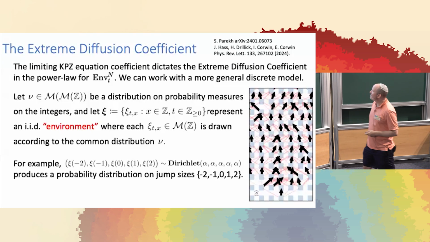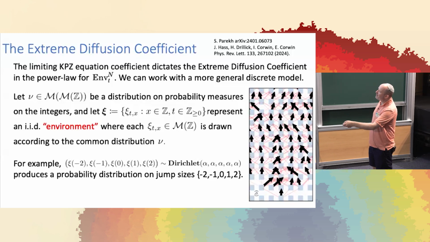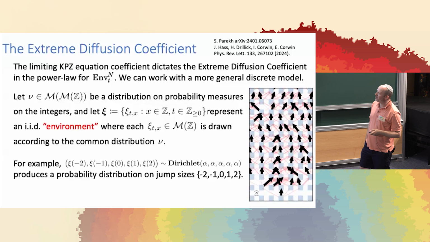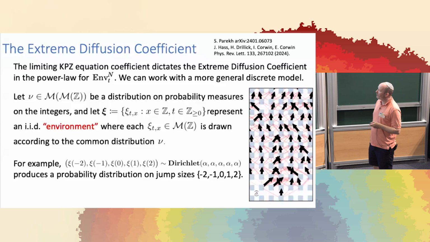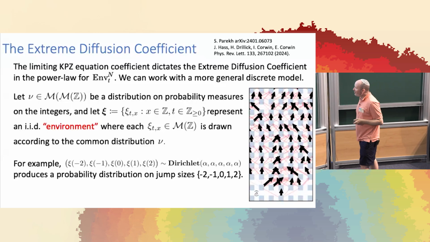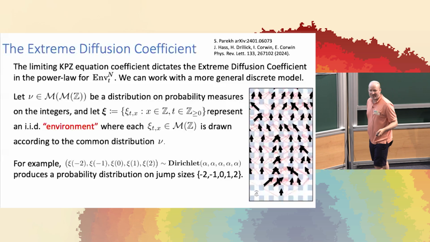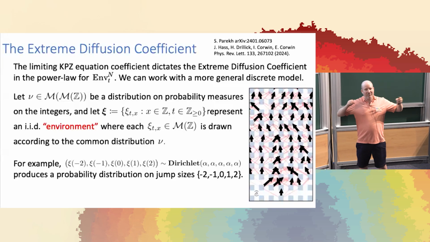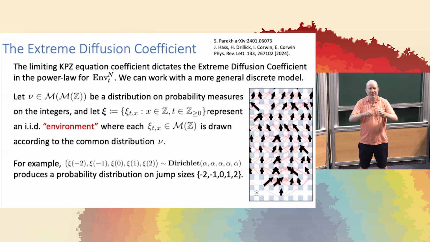So here's the picture. This looks complicated, but let me just explain what I mean. I choose a common distribution at each space-time location of the jump distribution that particles will see there. This is the example you should have in mind. Consider a Dirichlet distribution, say with parameter alpha, alpha, alpha, alpha, alpha. So a Dirichlet distribution gives me a collection, in this case, of 5 non-negative numbers that add up to 1. It's a random point in that simplex of numbers that add up to 1.